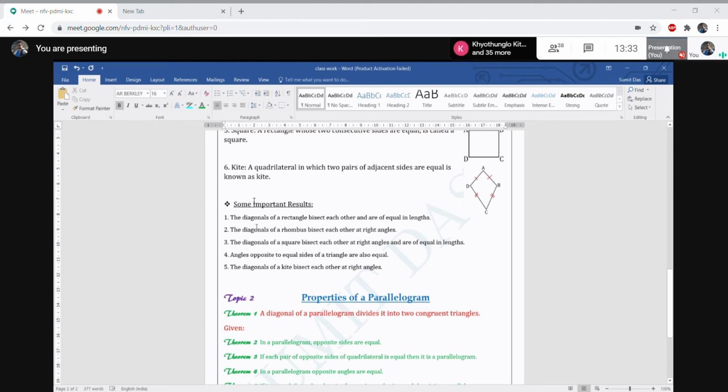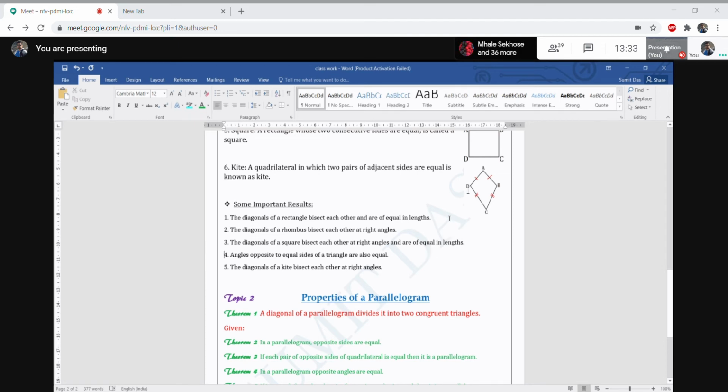Diagonals of a rhombus bisect each other at right angles. Diagonals of a rhombus are not equal in length. Diagonals of a square bisect each other at right angles and are equal in length. Then, angles opposite to equal sides of a triangle are equal. This is also a theorem you learned in chapter 7. And the diagonals of a kite bisect at right angles. These are the five. I think one thing is missing.